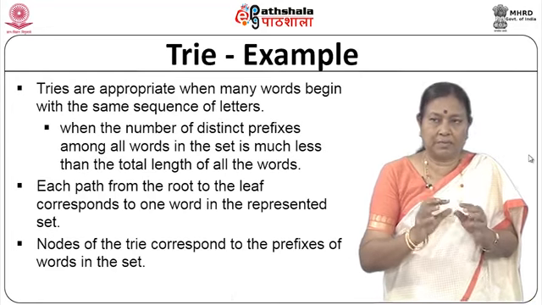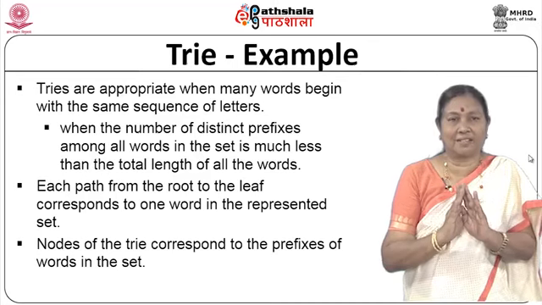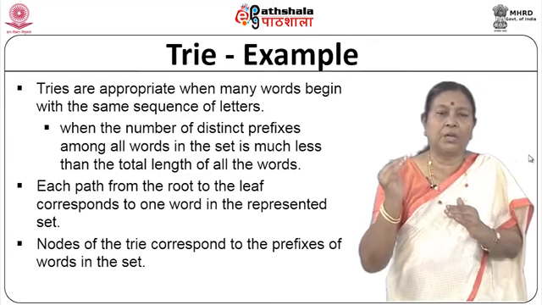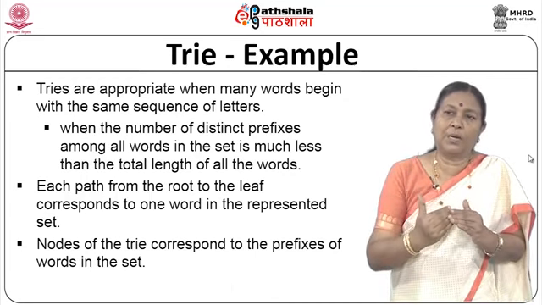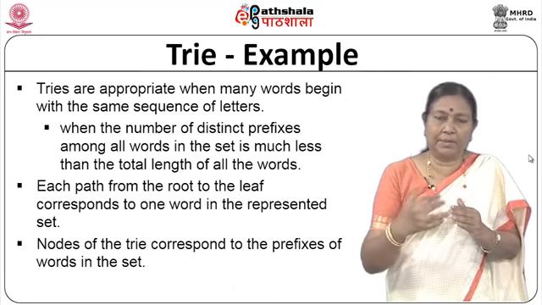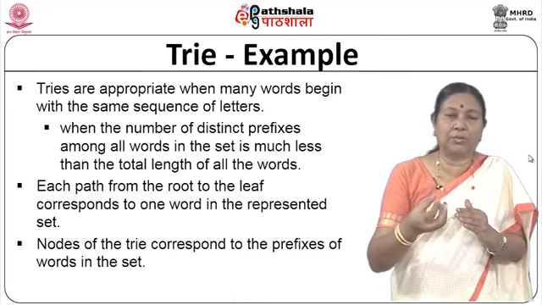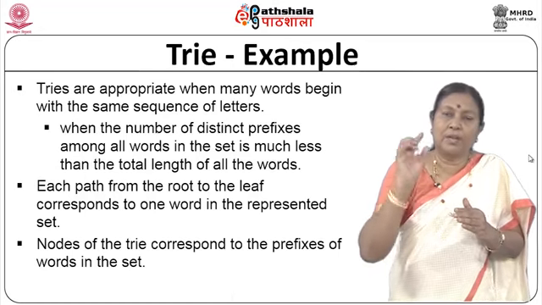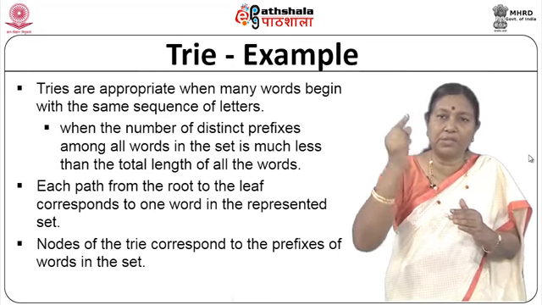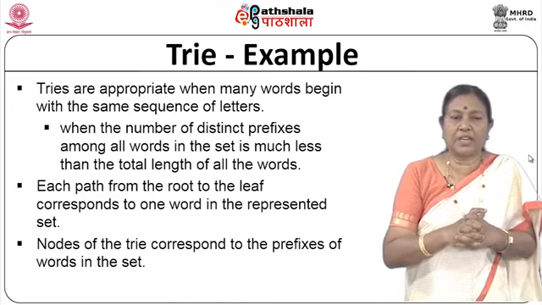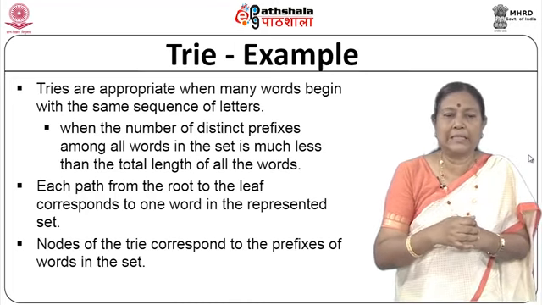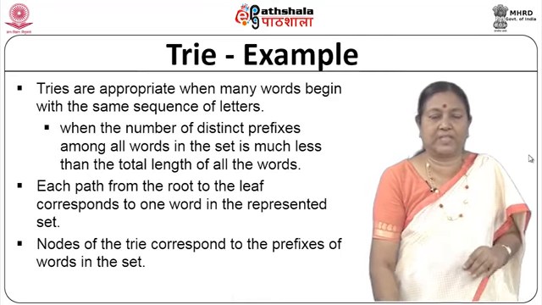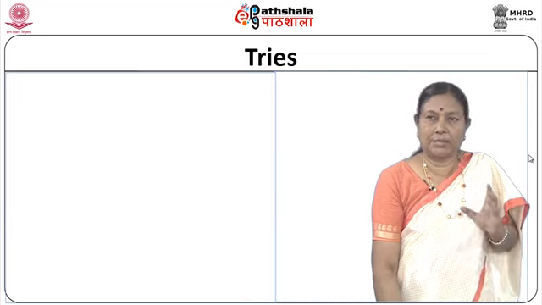Now, this is a different way in which trees are organized, so we have to understand it. Each path from the root to a leaf corresponds to one word of the represented set. So, not like before, where we used branching to go to the actual key that is stored at the leaf. Here it is not like that. The path from the root to the leaf gives you the actual word. Nodes of the trie correspond to the prefixes of the words in the set. So we are talking about a set of words. Let us look at it again.